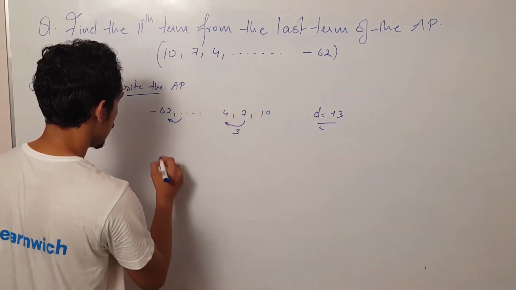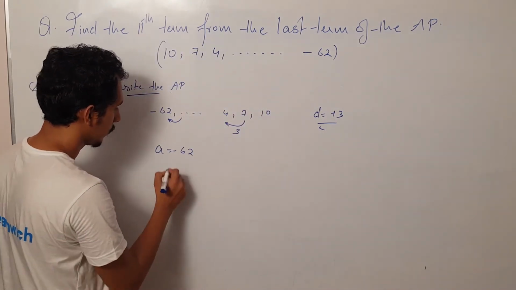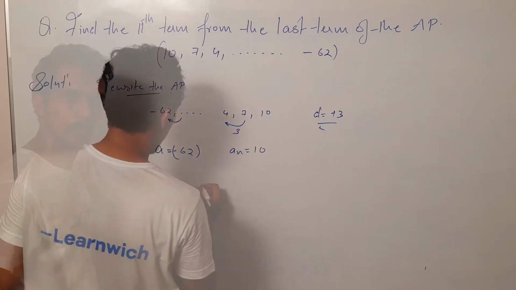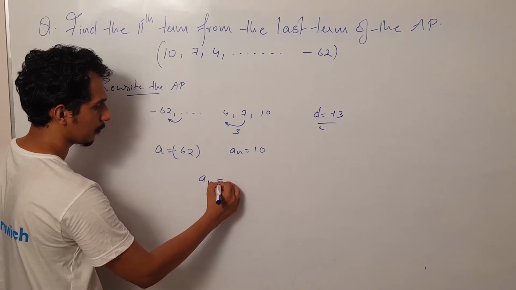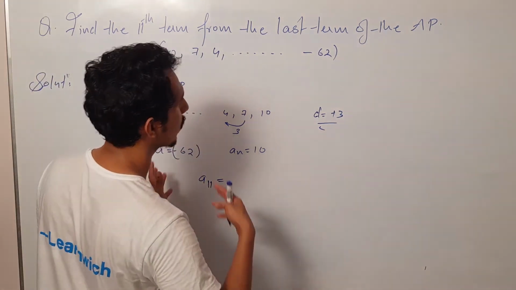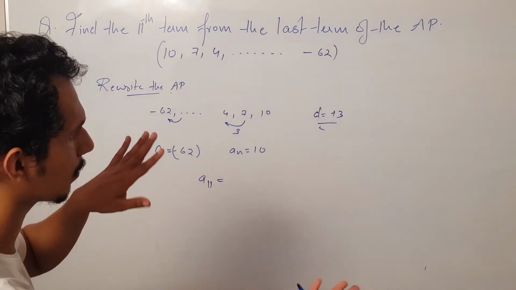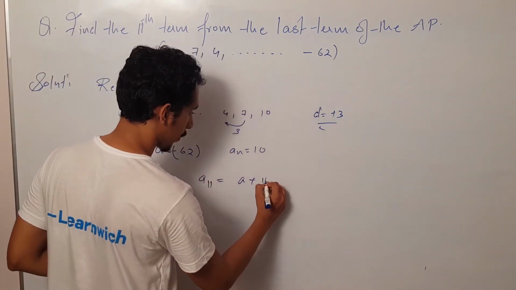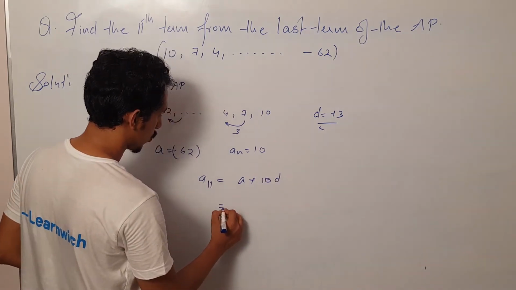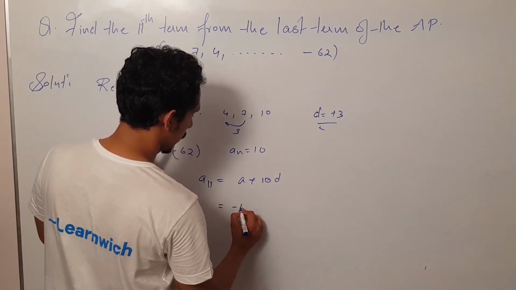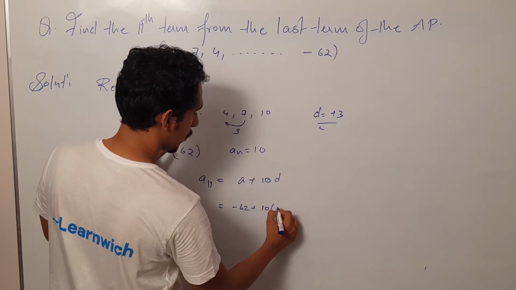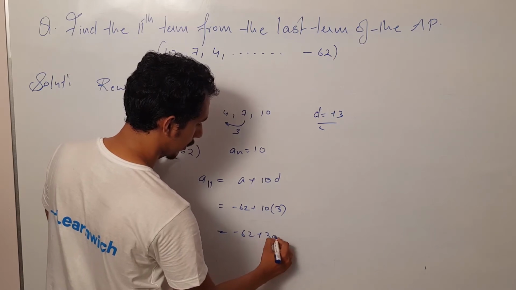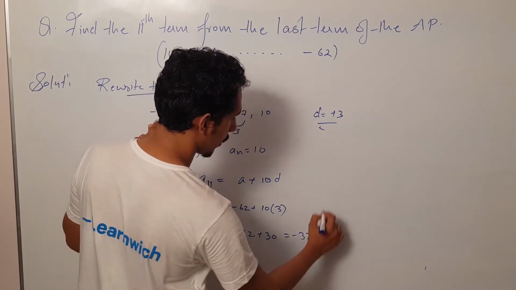What is the first term then? First term is minus 62. What is the last term? It is 10. We have to find out the 11th term. A11 is equal to... the 11th term from the last term no longer exists because we have just reversed it. So it is the 11th term from the first term. That is A plus 10 times D. So what is A here? A is minus 62 plus 10 times, what is D now? It is positive 3. So minus 62 plus 30, the answer is minus 32. This is the alternate method.